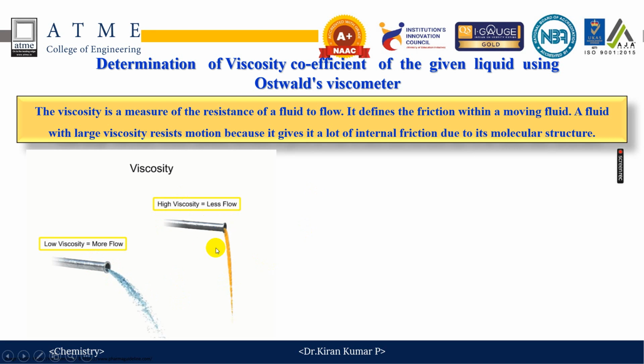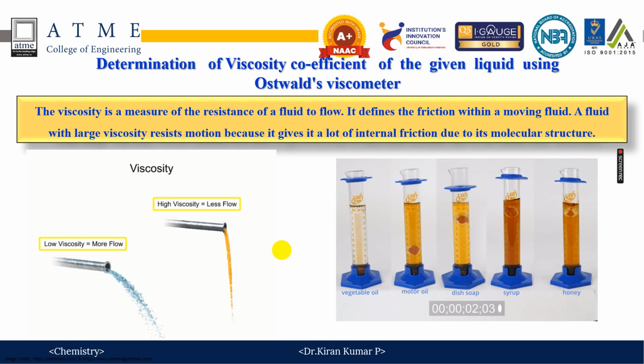Whereas in this case, it has high viscosity, due to internal friction of the molecular structure of that particular oil or a lubricant, the movement is restricted. This is another example where vegetable oil, motor oil, dish soap, syrup and honey. So you can see the honey is more viscous when compared to vegetable oil or any other liquids.